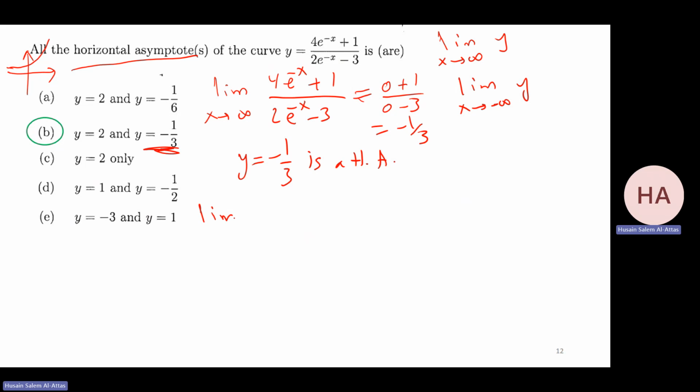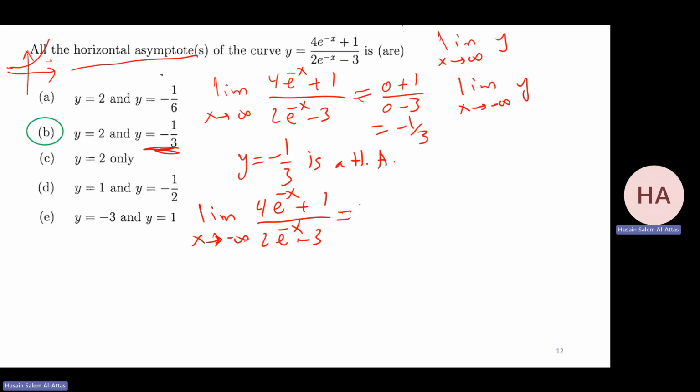Now I'll check limit x goes to minus infinity for the same function. 4 e to the minus x plus 1 over 2 e to the minus x plus 3 or minus 3. Be careful here. If we substitute, you will get 4e to the power infinity, which is infinity. As x goes to minus infinity, I'm going to infinity. So I have infinity over infinity. Infinity over infinity is still undetermined. So it means I need to manipulate the function.